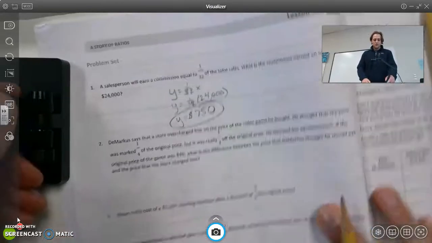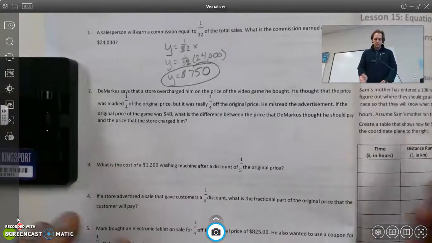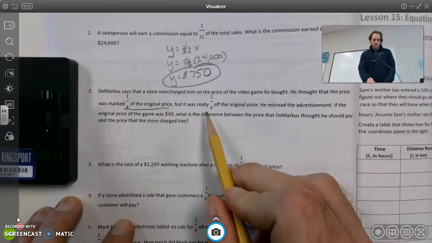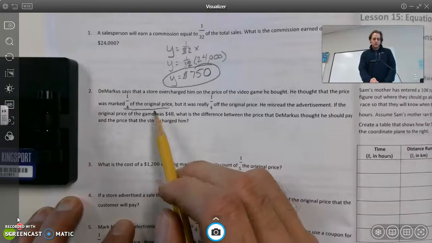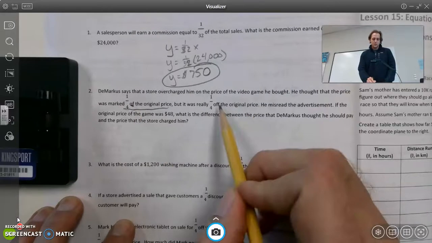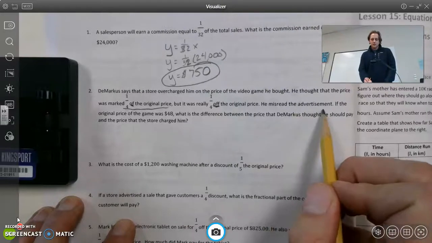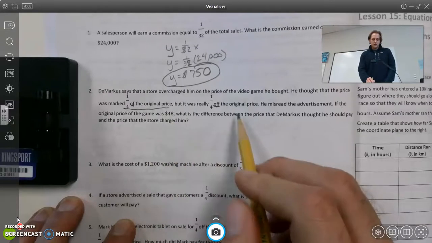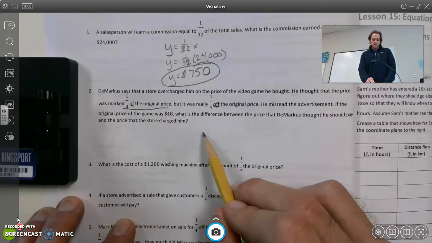Alright, number 2. DeMarcus says that a store overcharged him on the price of a video game. He thought that the price was marked 1/4 of the original price, but it was really 1/4 off the original price. He misread the advertisement. If the original price of the game was $48, what is the difference between the price that DeMarcus thought he should pay and the price that the store charged him?